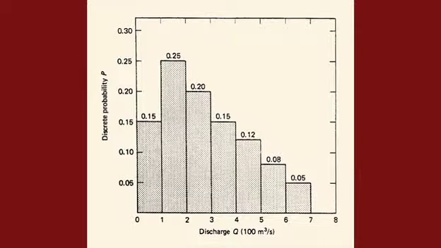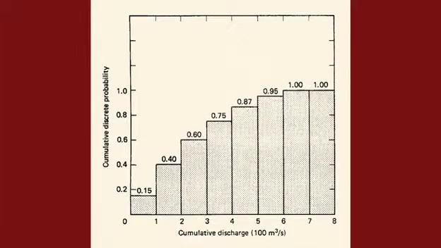This is a discrete probability distribution because the possible outcomes have been arranged into groups or classes. The random variable is discharge Q. The possible outcomes are 7 classes, from 1 to 100 to 600 to 700 cubic meters per second. In this figure, the probability that Q is in the class 100 to 200 is 0.25 or 25%. The sum of probabilities of all possible outcomes is 1 or 100%.